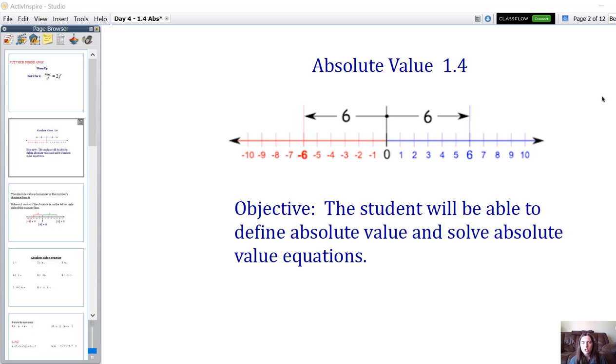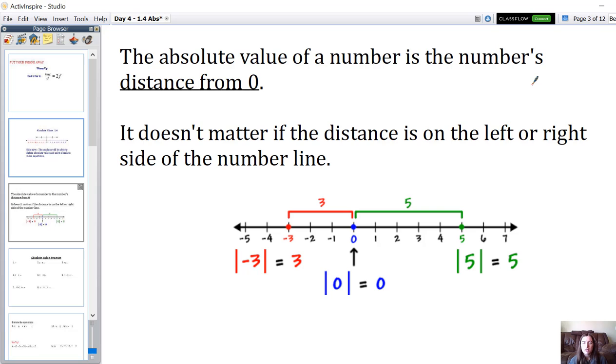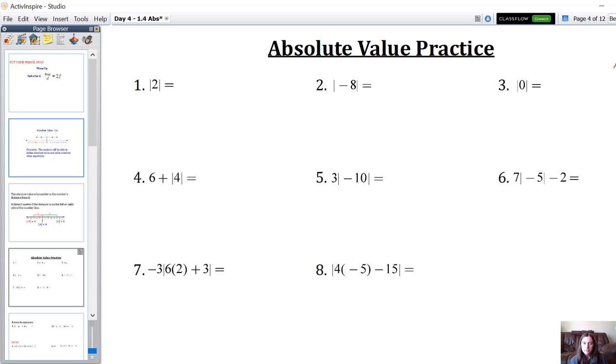This is going to be an introduction to absolute value. The absolute value of a number is the number's distance from 0. Now that distance from 0 doesn't matter if it's to the left of 0 or to the right of 0, it's just how far away you are from 0. So let's do some practice.